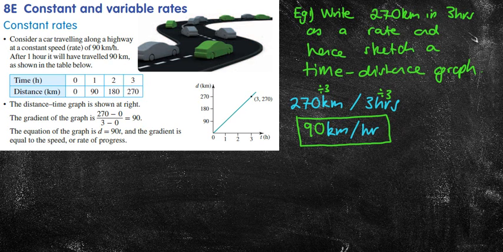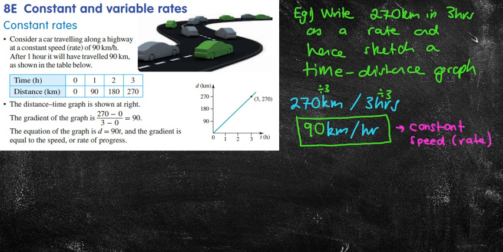And I do want you to write down, because this is quite important, because I'm traveling 90 kilometers for each hour, this is what we refer to as a constant speed (rate).